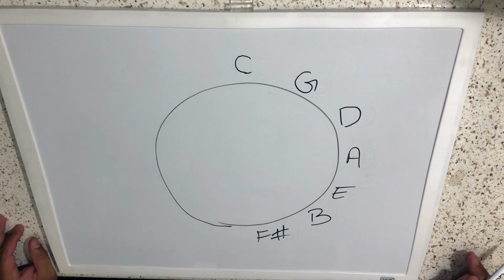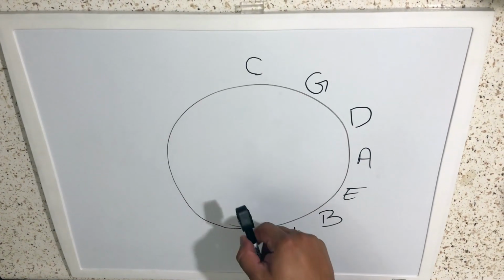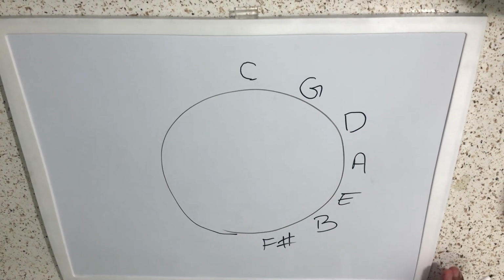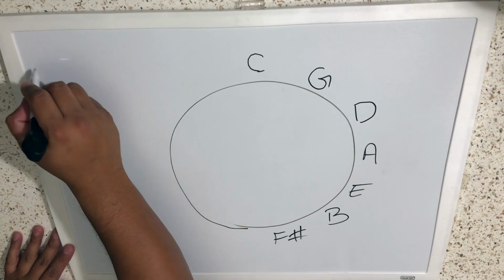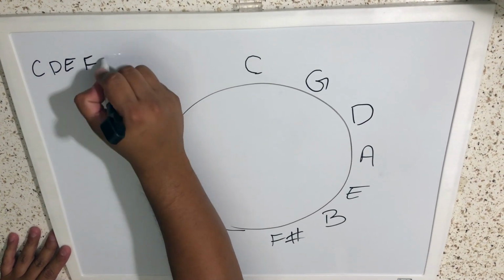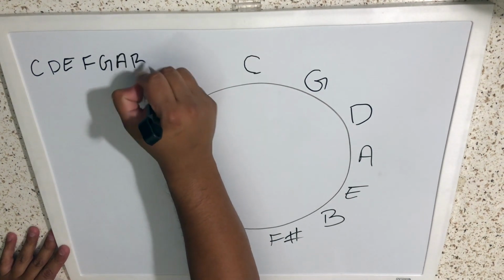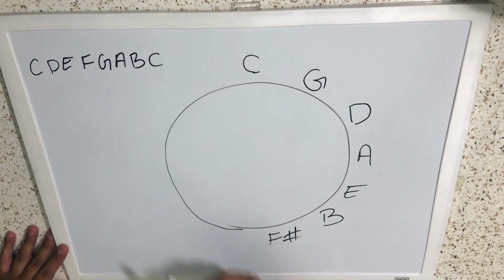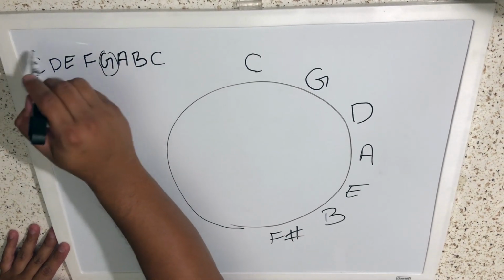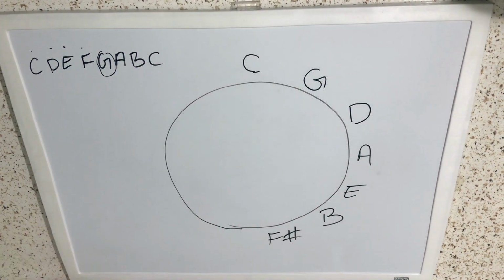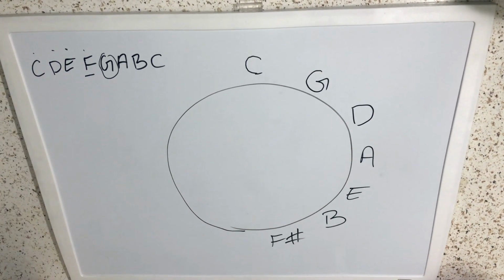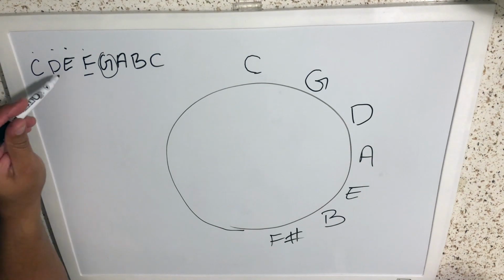Counterclockwise is the circle of fourths. So like I said, clockwise, circle of fifths; counterclockwise, circle of fourths. And how do we find a fourth? Just a quick reminder, we have C, D, E, F, G, A, B, and back to C. If we know this is a 5th, because we have 1, 2, 3, 4, 5, our 4th is going to be an F. Why? Because we have the 1, 2, 3, and 4.